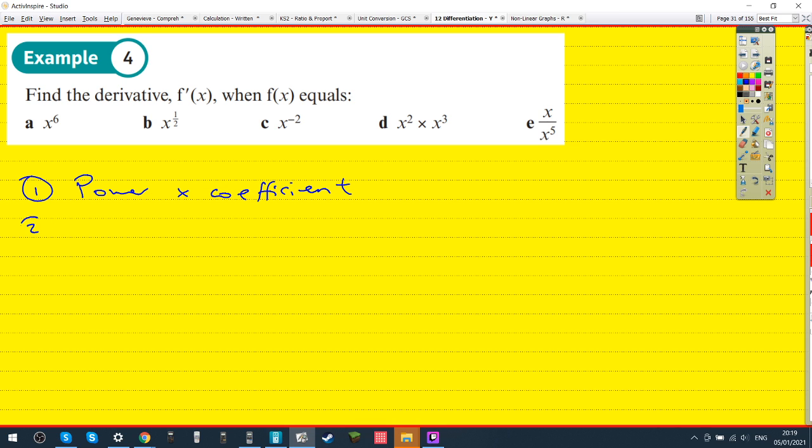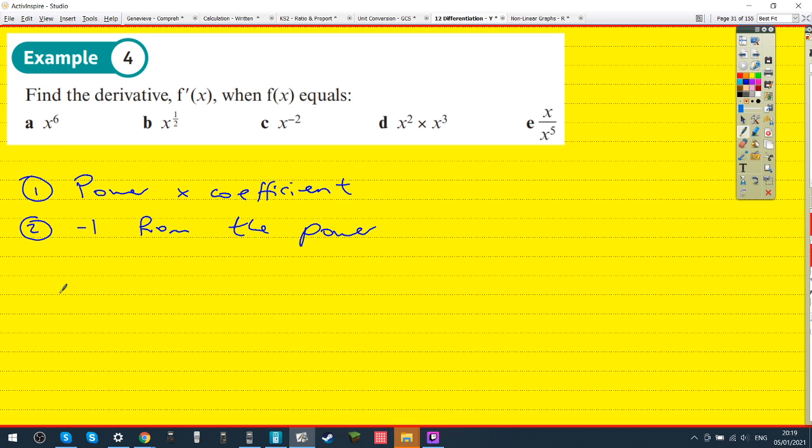Step 2 is subtract 1 from the power. When you say coefficient, what do you mean by the coefficient? Number to the left of x. Okay. x to the 6 is the same as 1x to the 6. Okay, so part A.